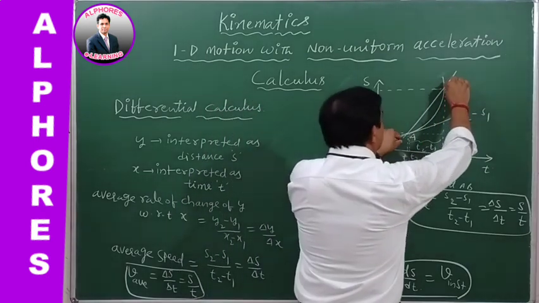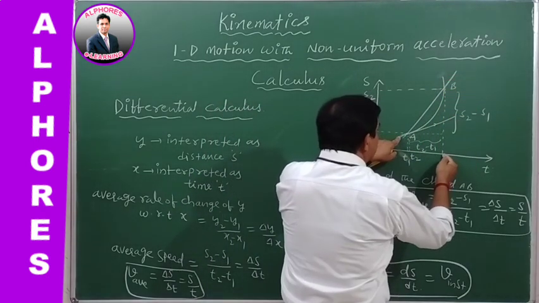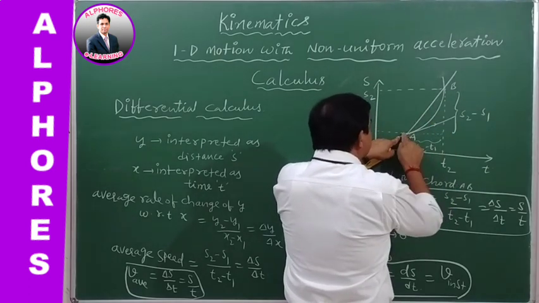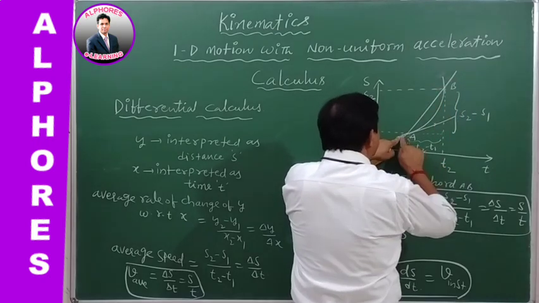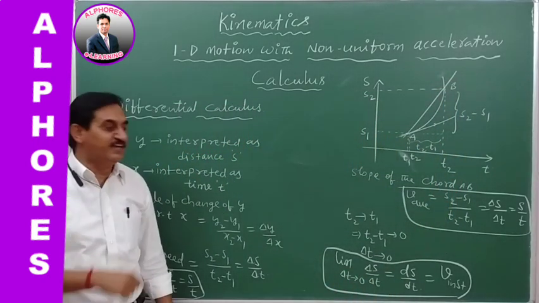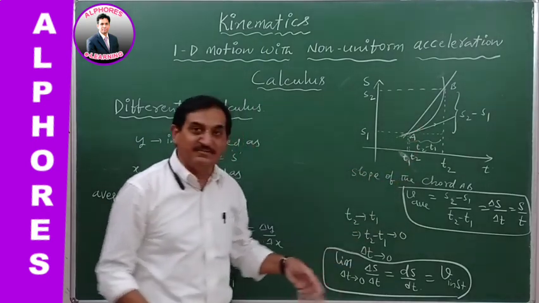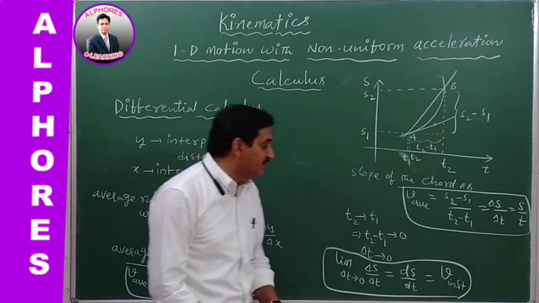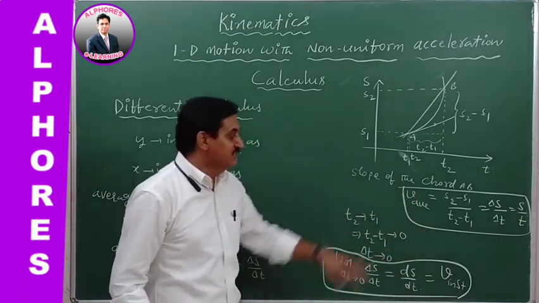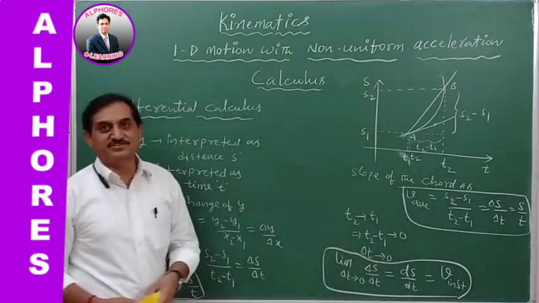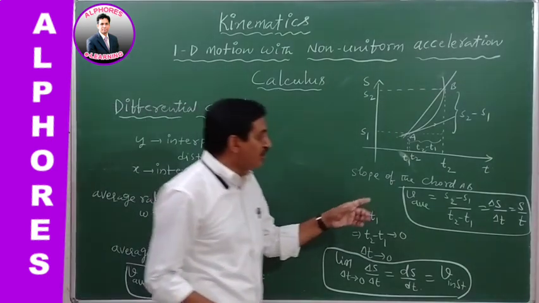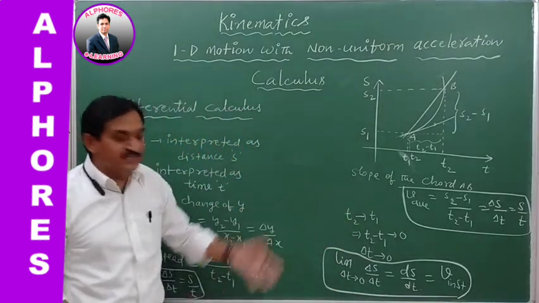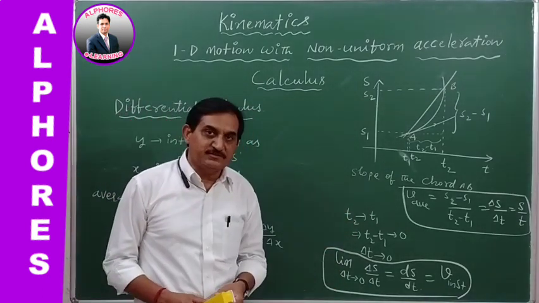When you slowly move this chord down, T2 reduces and approaches T1. When it is very close, finally the chord AB becomes the tangent at point A, where the slope of the tangent gives the instantaneous speed, ds by dt. This is average, this is instantaneous. The slope of the chord gives average speed, and the slope of the tangent gives instantaneous speed.